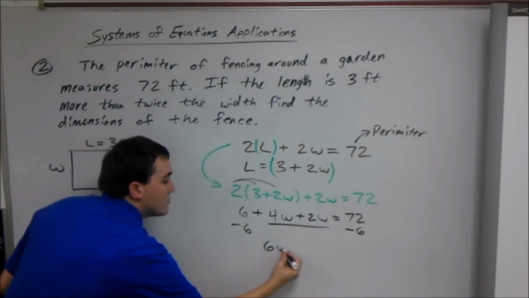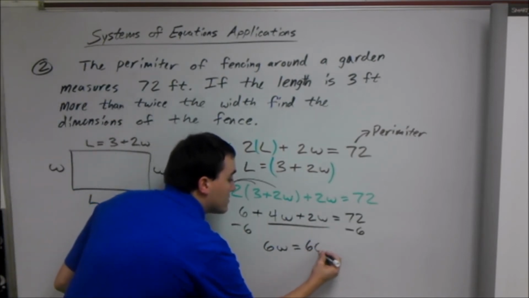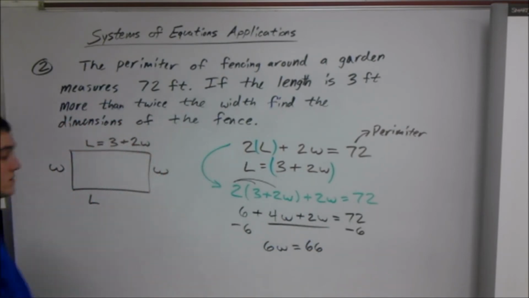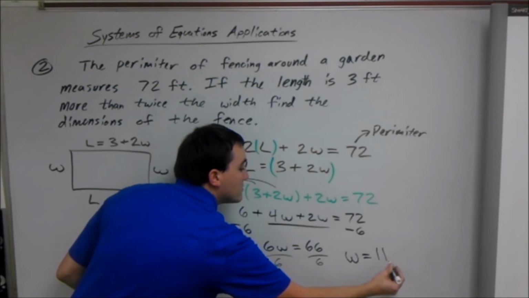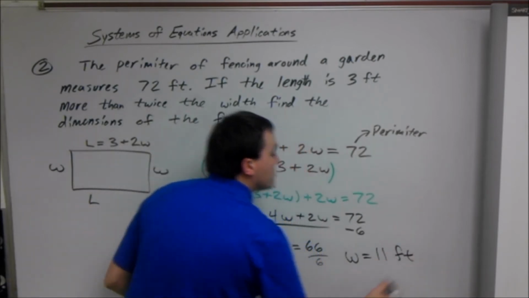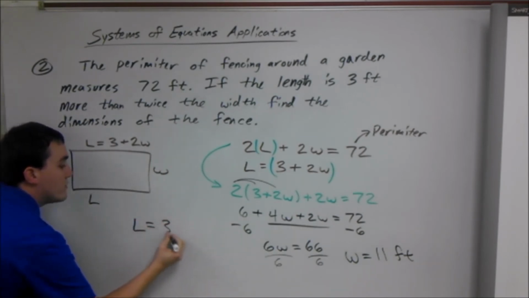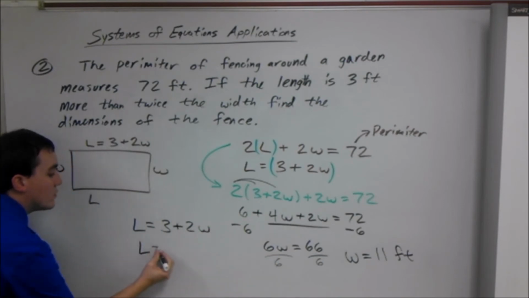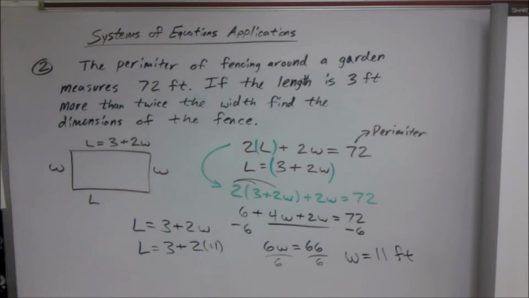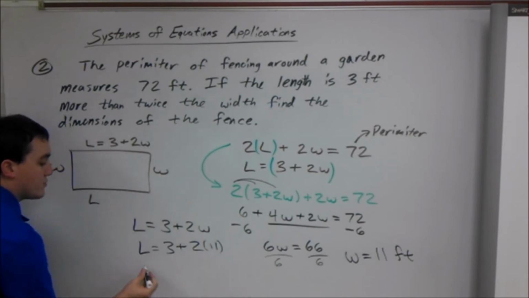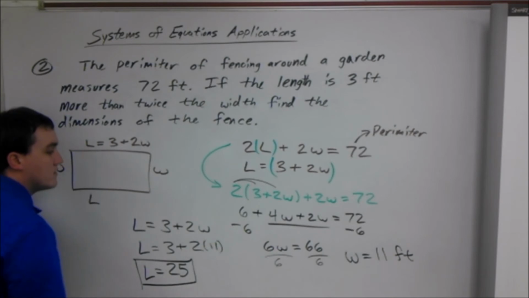So we get 6w equals 72 minus 6, which is 66. So we know here, if we divide by 6 on both sides, w equals 11. 11 feet. And we know the length, L, is 3 feet more than twice the width. So L equals 3 plus 2 times 11. 2 times 11 is 22, plus 3 is 25. So now we know the dimensions of our fence.